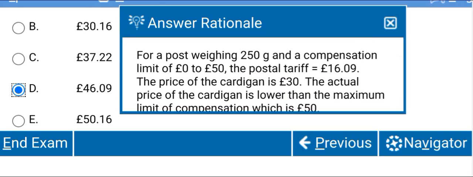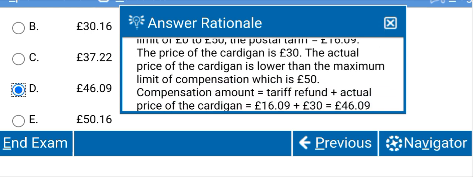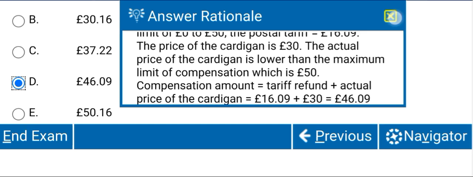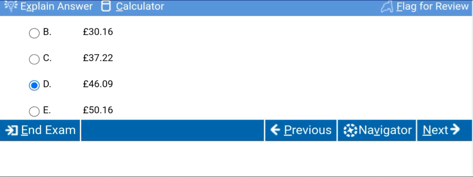For a post weighing 250 gram and a compensation limit of 0 to 50 pounds, the postal tariff is 16.09. The price of the cardigan is 30 pounds. The actual price of the cardigan is lower than the maximum limit of compensation, which is 50 pounds. So the compensation amount equals tariff refund plus actual price of the cardigan: 16.09 pounds plus 30 pounds equals 46.09 pounds, which is option D.